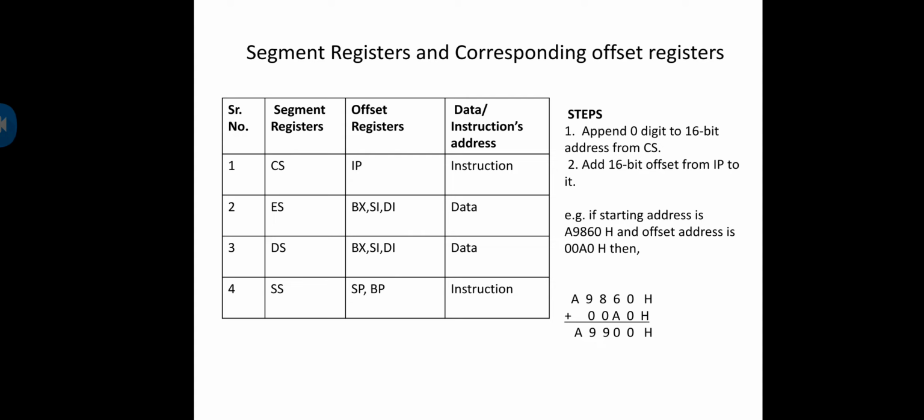Similarly, for the extra segment and data segment, the offset may be obtained from any of the offset registers BX, SI or DI in order to get the data byte from the calculated address. Then the stack segment works with the stack pointer or base pointer in order to get the address of the next instruction to be fetched. Thank you.